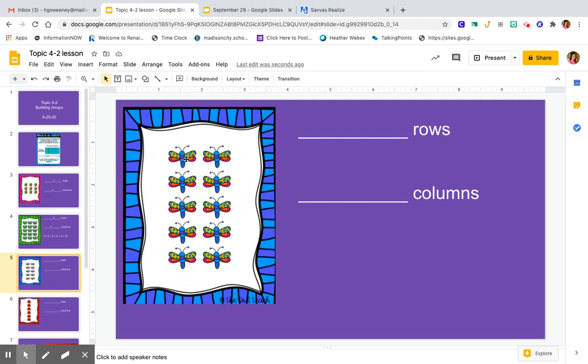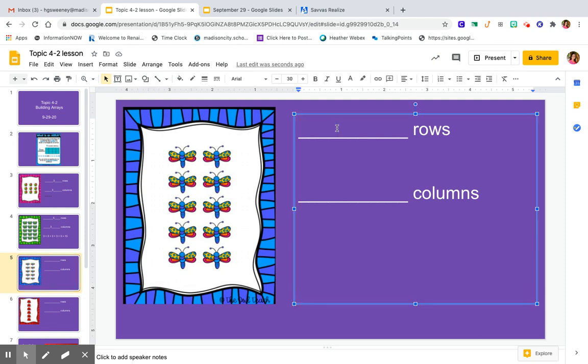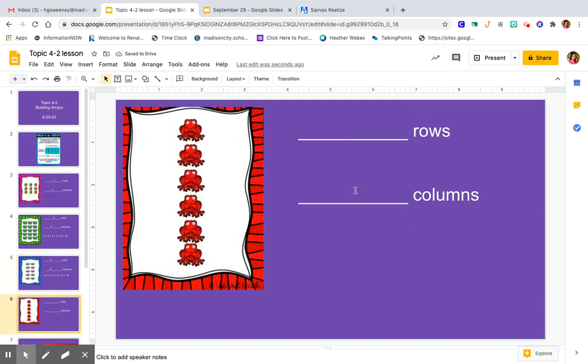How many rows? Well, let's see. 1, 2, 3, 4, 5 rows. How many columns? 1, 2. So what does that mean? That means I need to add up the number 2 5 times. 2 plus 2 plus 2 plus 2 plus 2 equals 1, 2, 3, 4, 5. So I have the number 2 added up 5 times. That equals 10. All right, now I want you to try this one on your own. Come back to the video and press play when you're finished.